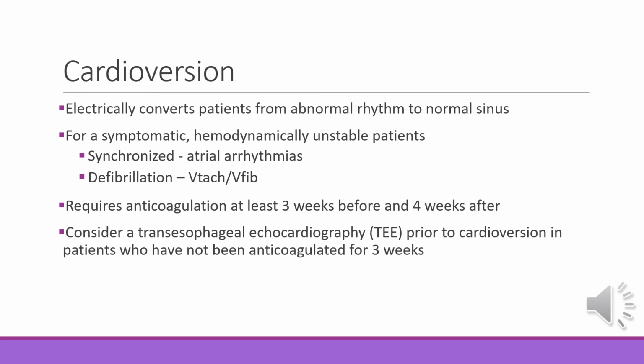It requires uninterrupted anticoagulation for at least 3 weeks before and 4 weeks after the procedure in our atrial fibrillation patients to decrease the risk of stroke. An exception to this rule is when the duration of atrial fibrillation is less than 48 hours. For patients who have not been anticoagulated for 3 weeks prior to the procedure, you can consider performing a transesophageal echocardiography, also known as a TEE, in order to exclude left atrial or left atrial appendage thrombus prior to the cardioversion.